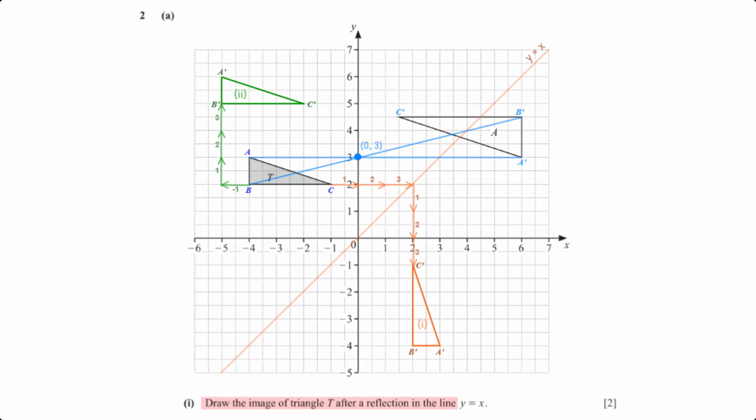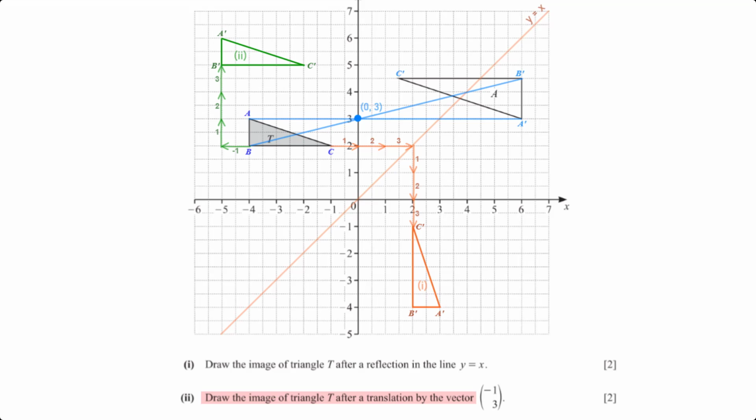This means if we pick point C on triangle T, since we move 3 units to the right to touch the line of reflection, then we need to move 3 units downwards from the line of reflection to pin the new position of point C. After repeating the same process for all the vertices on triangle T, we are now able to map out the reflected image of triangle T.